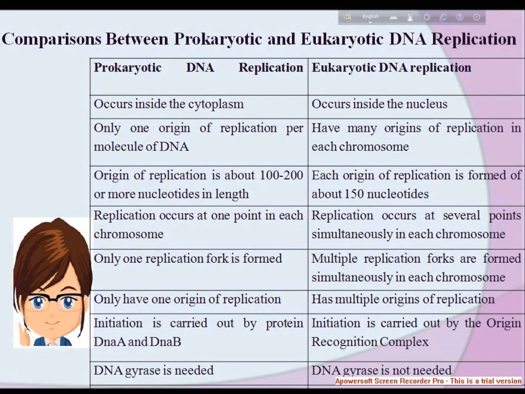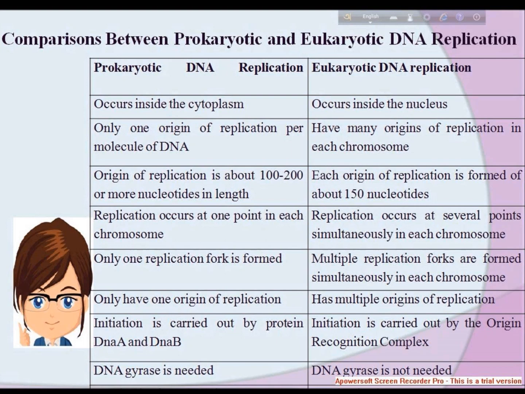So in this slide, you can see the difference between prokaryotic and eukaryotic replication. In the prokaryotic cell, the replication occurs inside the cytoplasm, but in the eukaryotic cell, it occurs inside the nucleus. Only one origin of replication is present per DNA molecule, but in the eukaryotic cell, there are many origins of replication. The speed of replication is 100 to 200 nucleotides in length, but in eukaryotic cells, it is 150 nucleotides.